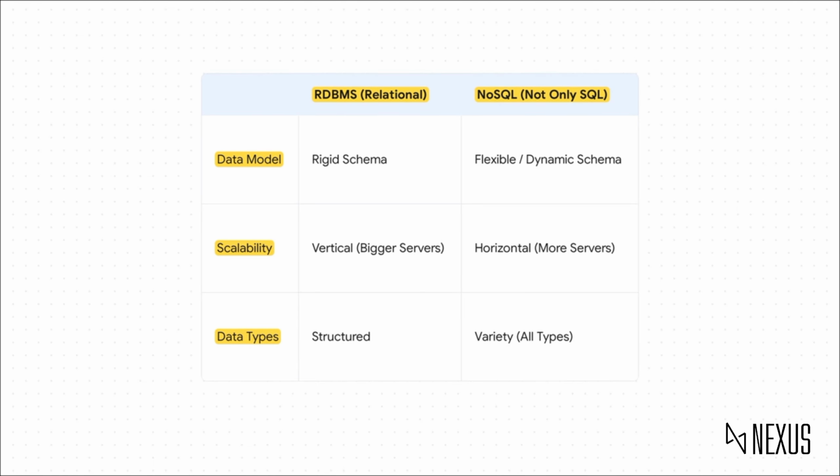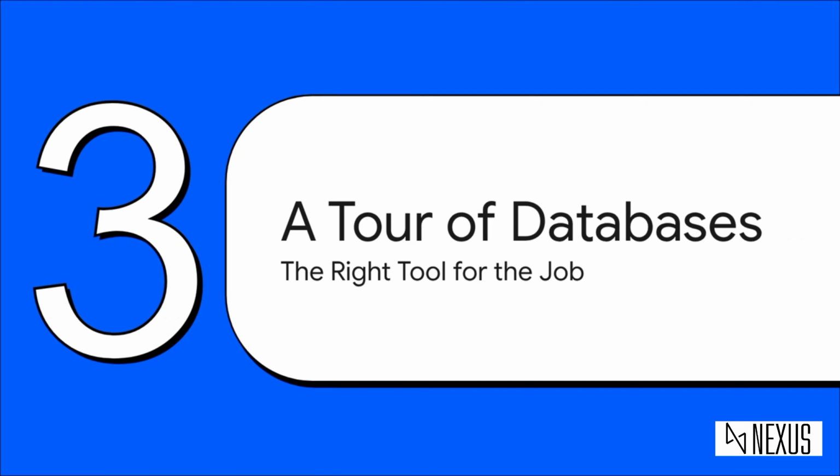To get bigger, relational databases scaled up. You just bought a bigger, more powerful, and way more expensive server. But the internet needed to scale out. It needed to run on thousands of cheap commodity servers working together. And all of a sudden, that rigid schema, the very thing that was its greatest strength, became its biggest weakness. It was a bottleneck.